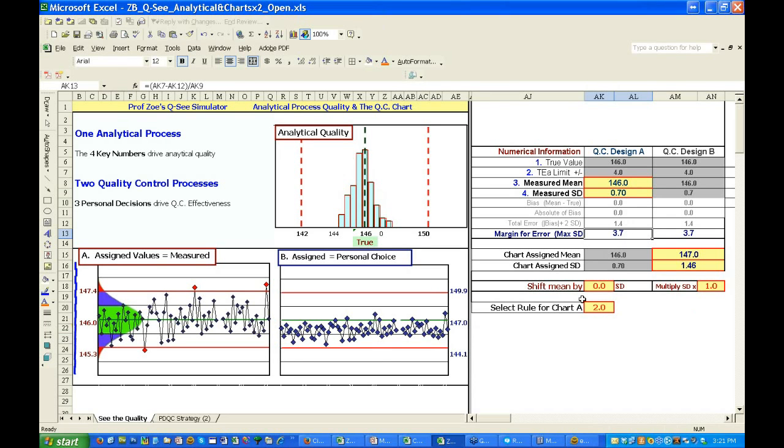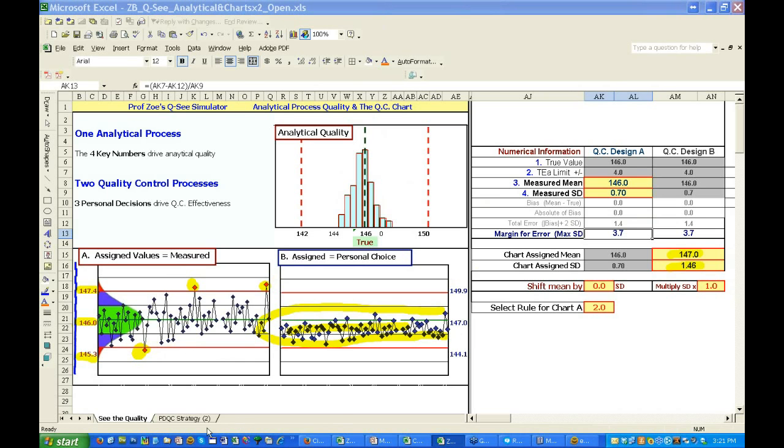I'm still getting a sort of meaningless picture on this chart. It looks as if I have a negative bias when I really have 0 bias. And again, that's because this assigned mean and SD have nothing to do with reality. If I have the real mean and SD on the QC chart, well, the method is really, really good, but I'm still paying the price of these 5% false positives.